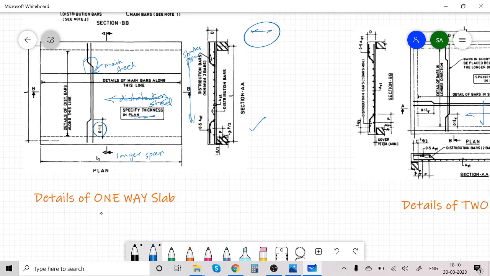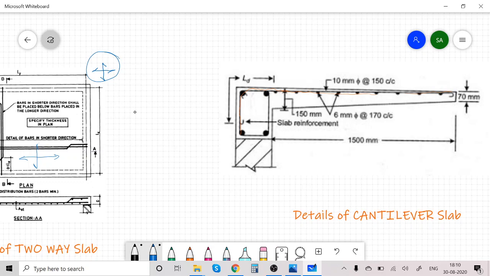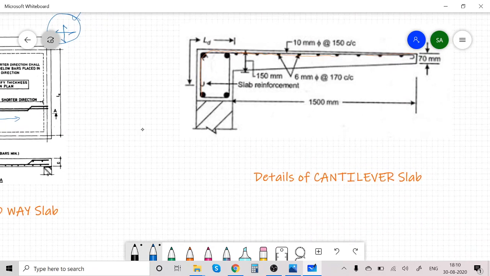This is the indication of one-way slab. This is the indication of two-way slab. Now, details of cantilever slab. As I told you, the main steel is provided at the top because it is subjected to hogging bending moment, and in case of hogging bending moment, tension is at the top.